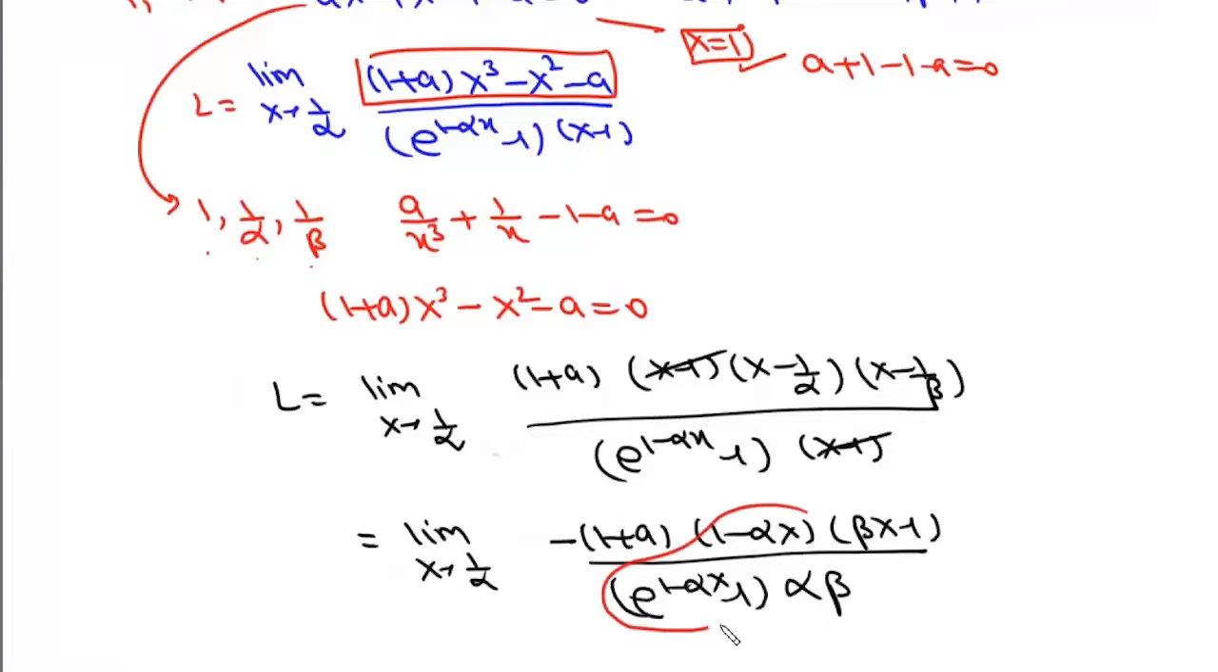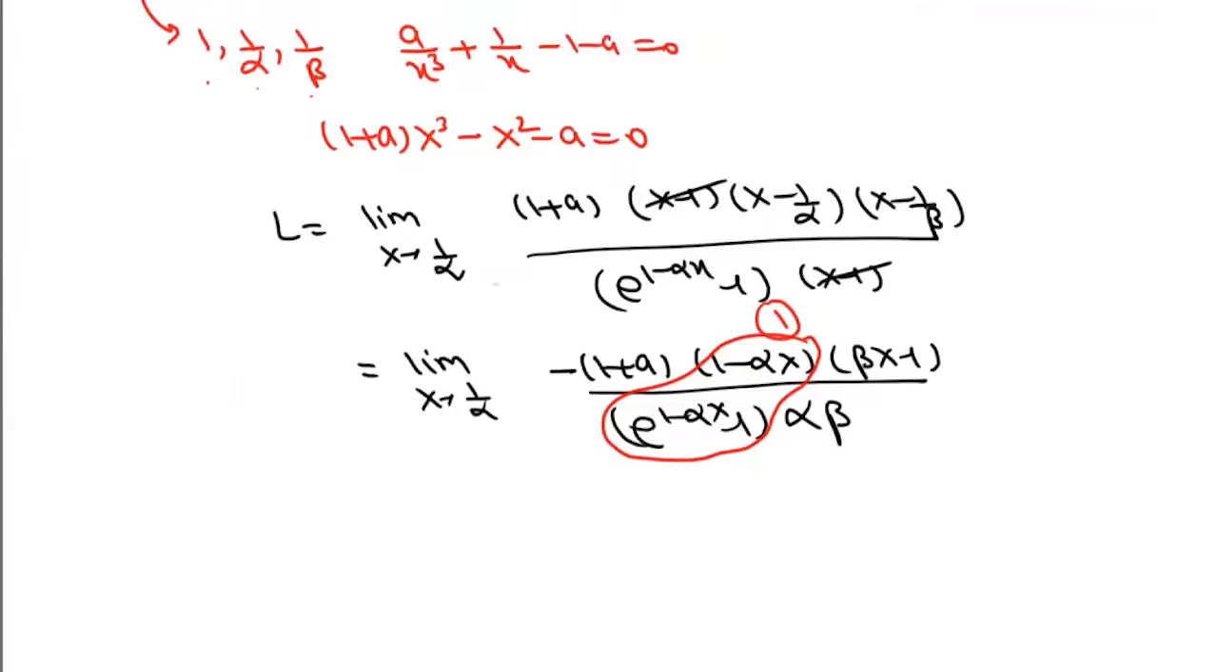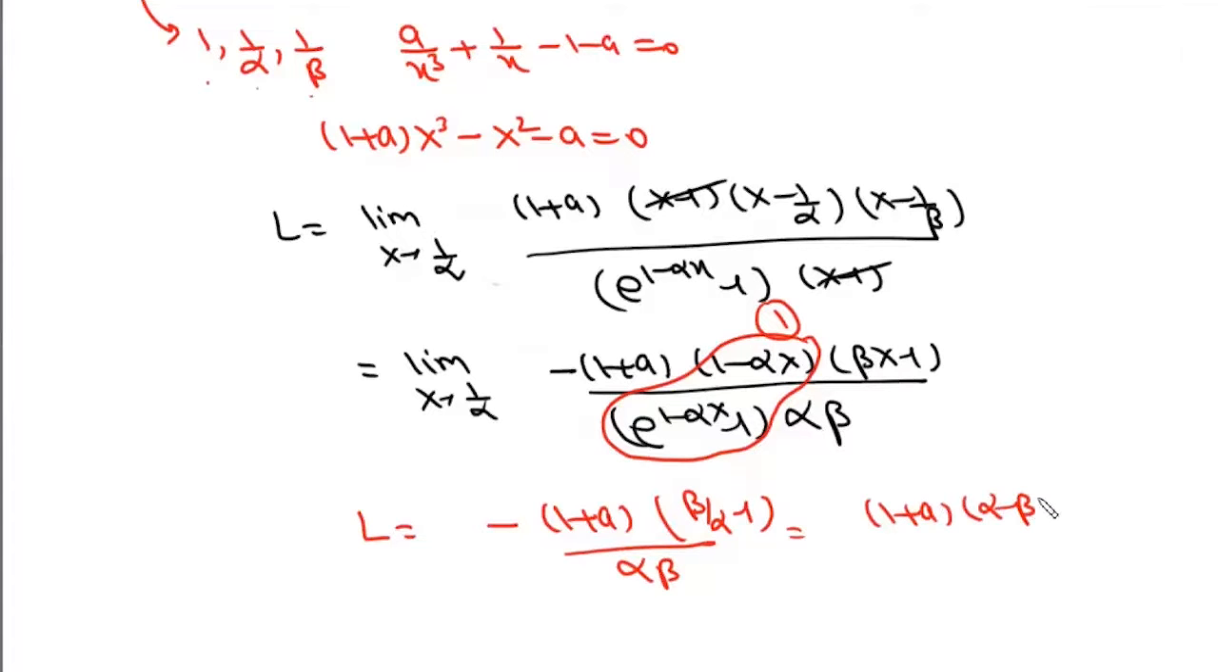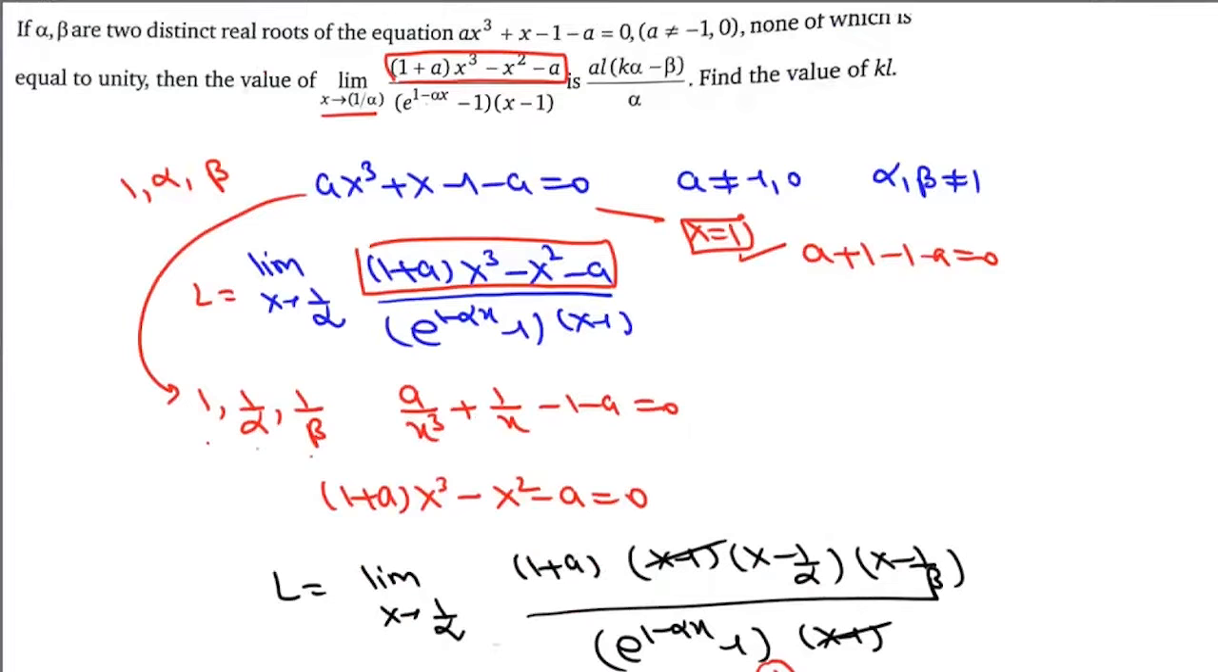Now this is the standard limit e to the power x minus 1 upon x, which is 1, and we'll put x as 1 upon alpha. We can write this limit L as minus 1 plus a beta upon alpha minus 1 upon alpha beta, or it is 1 plus a into alpha minus beta upon alpha square beta. So the value of this limit is 1 plus a into alpha minus beta upon alpha square beta.